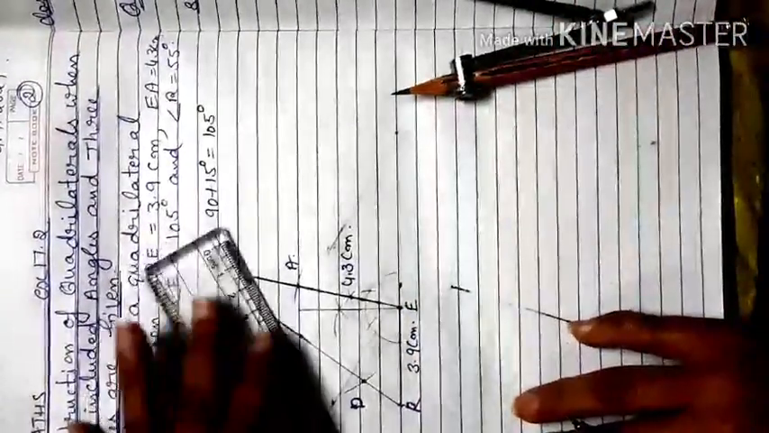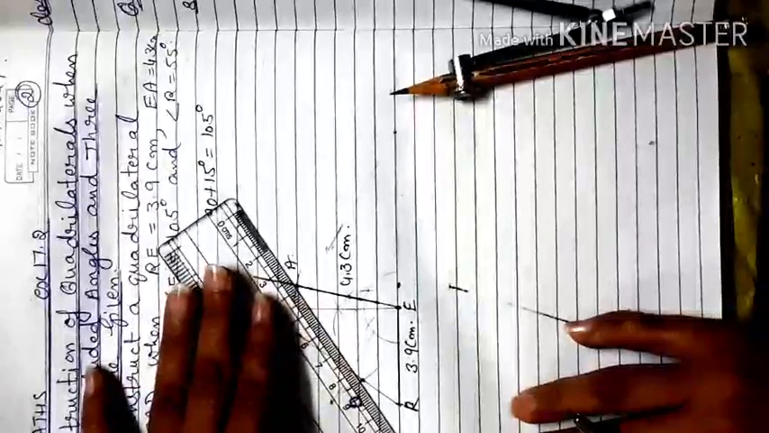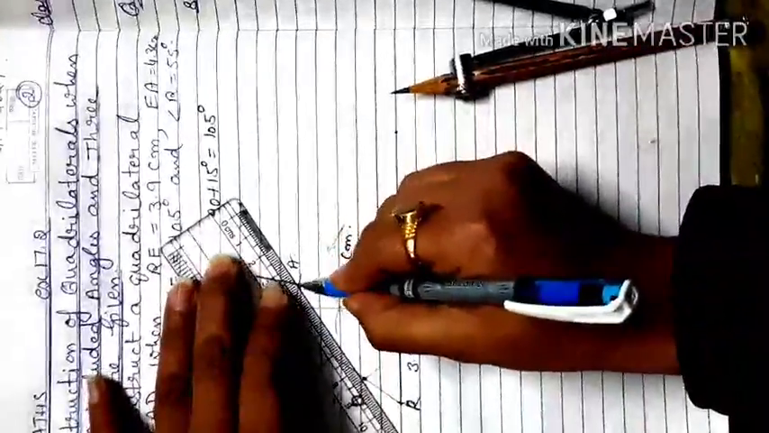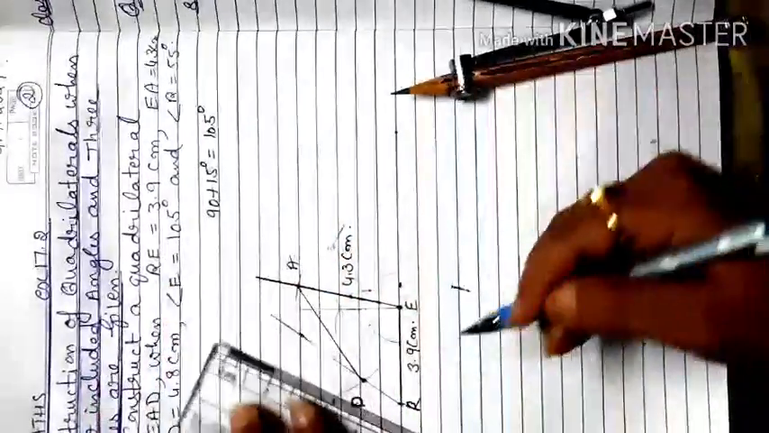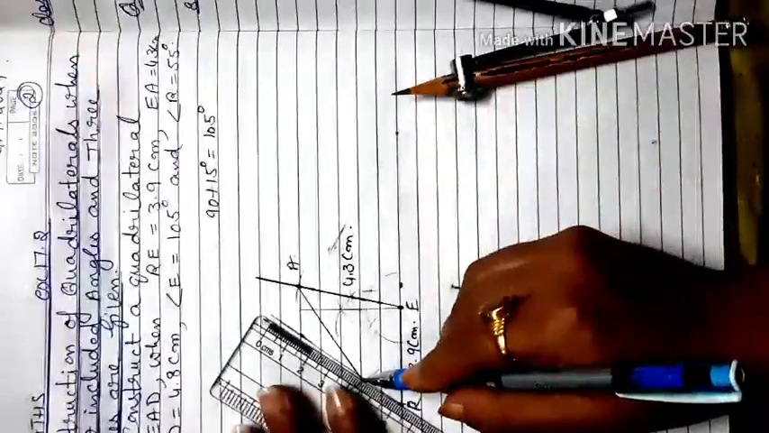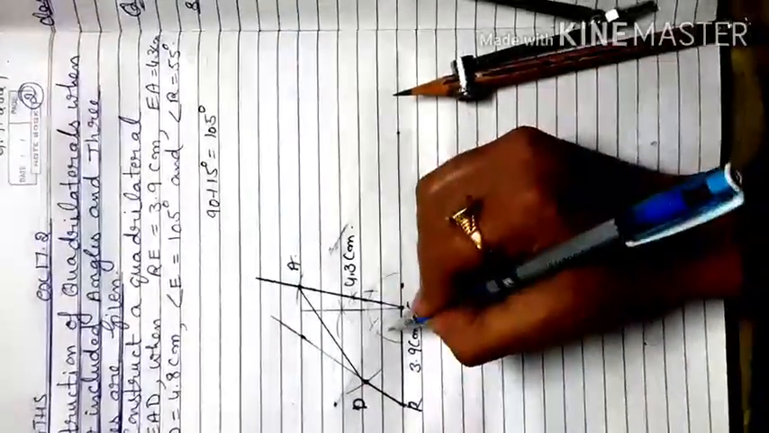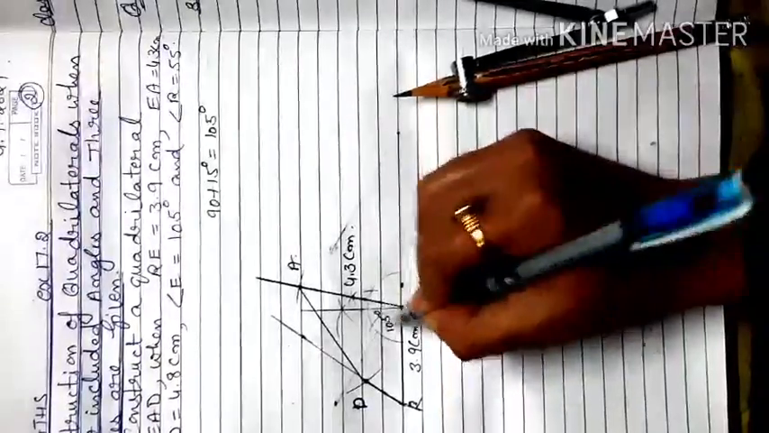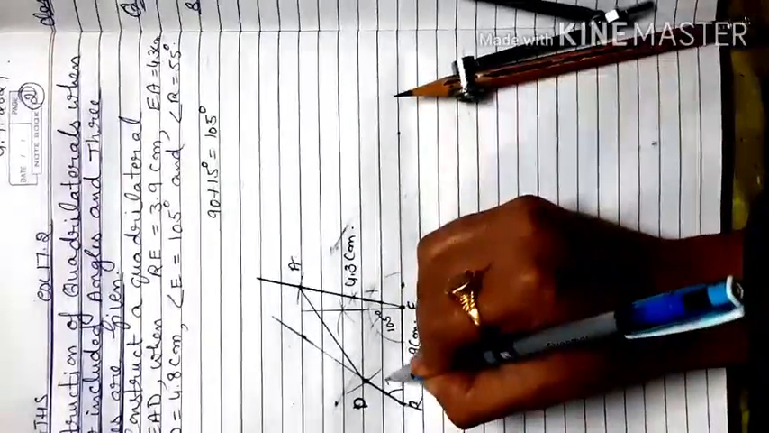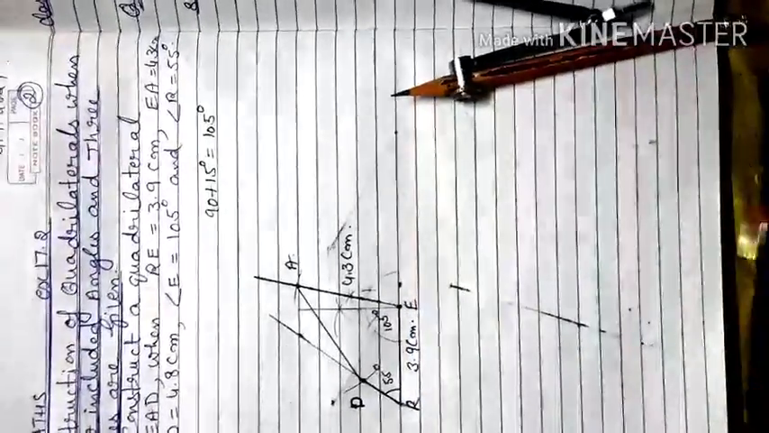Now I join that one. So that will be AD and this will be RT. So this is my required quadrilateral. Here angle is 105 degree and here angle is 55 degree.